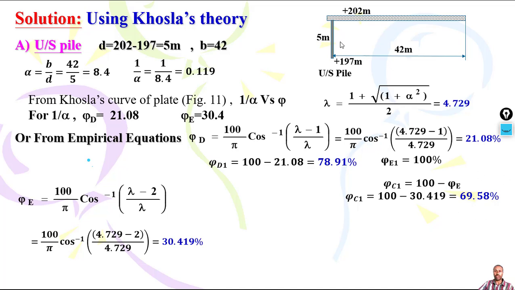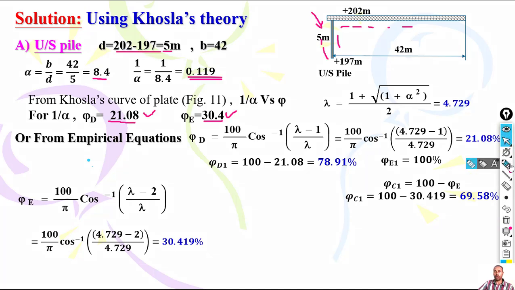So once you determine phi C1 and phi D1, then you can have phi E, which is 100 over pi cos inverse of (lambda minus 2) over lambda. Then you have 30.419.